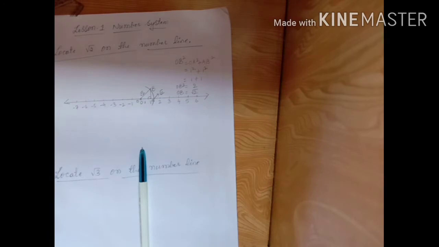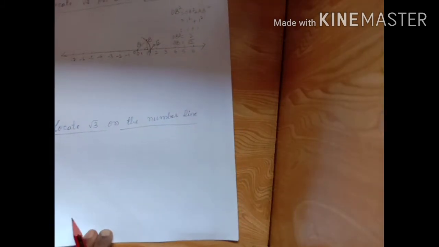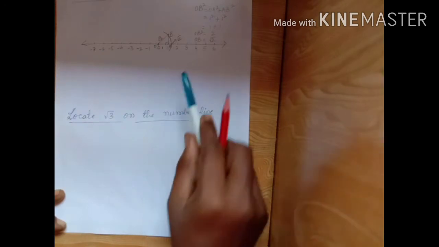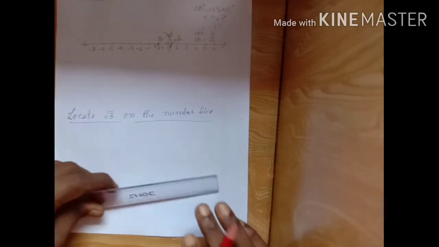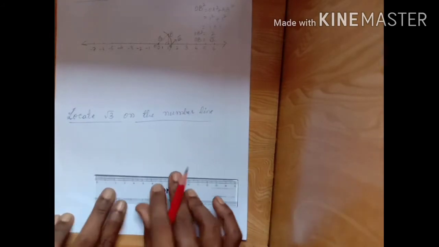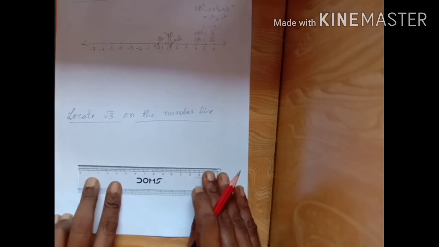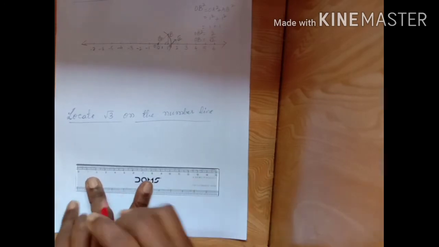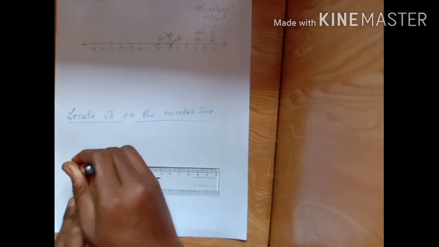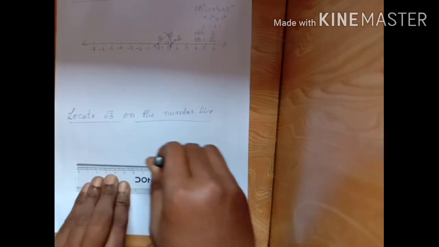Okay, children. Now let me teach root 3 still more clearly. Okay. So then here in root 3 again we are repeating. That means I am repeating how to construct root 2. So I am explaining this one. For this we need a number line. Yes or no? So this is a number line. Let me draw this number line.